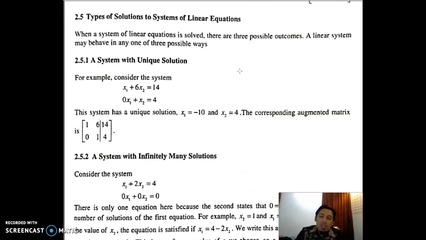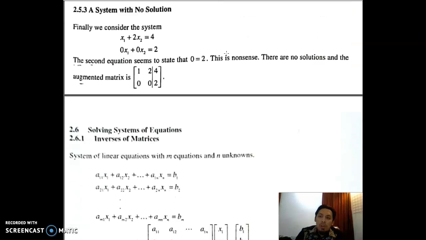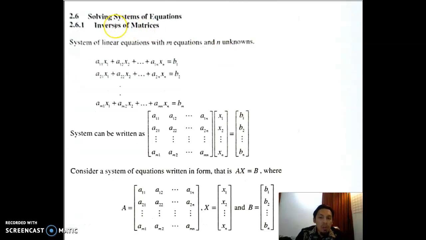And previously this system was always solved by using simultaneous equations. You always solve for x1 and x2, maybe x1, x2, x3, by using simultaneous equations. But for this chapter, we are going to solve it by using matrices. So the first way to solve it is by using the inverse, the one that we have learned before.